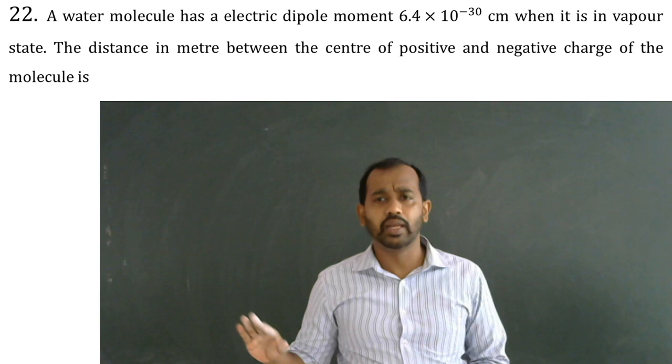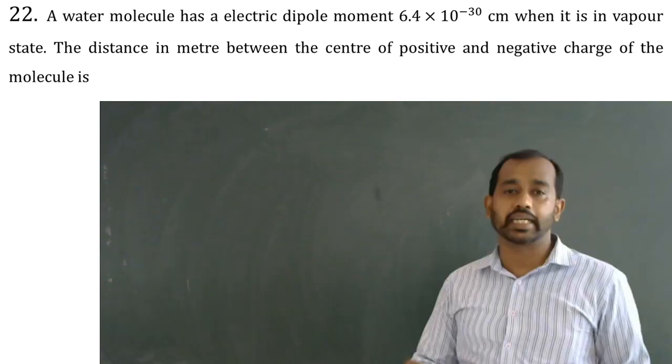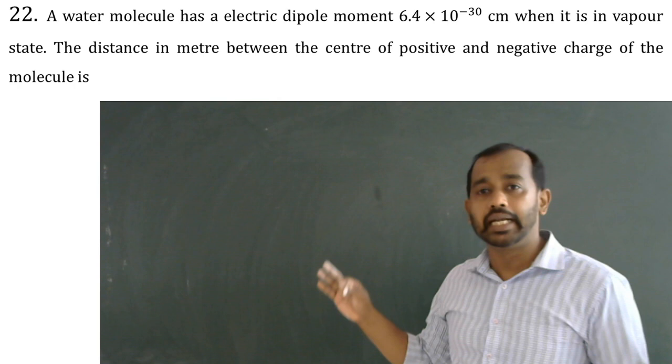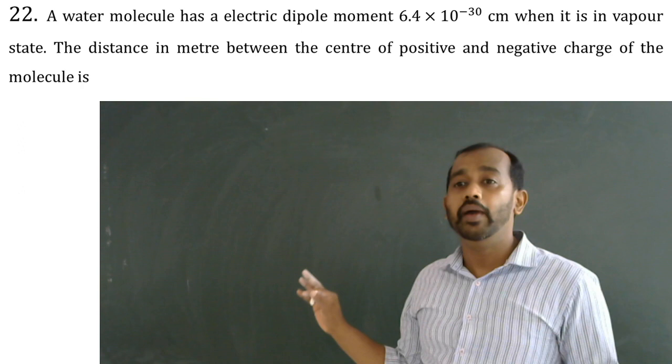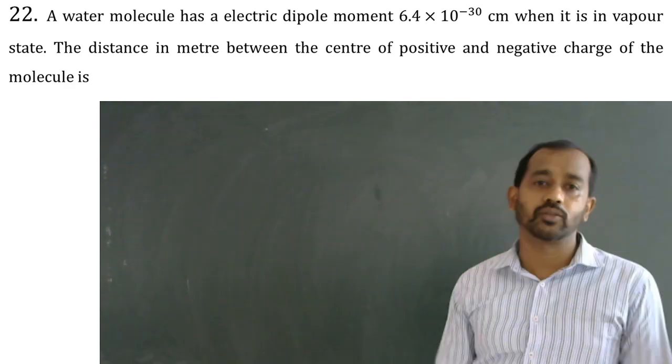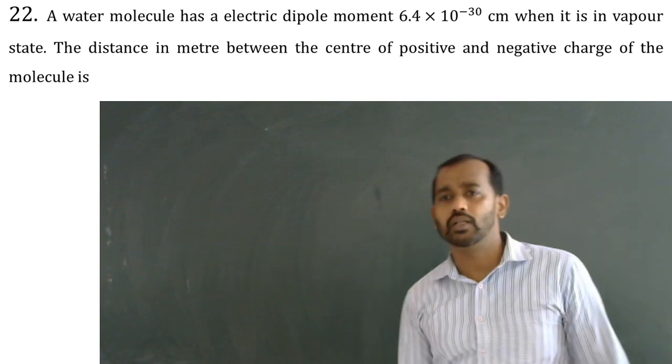The next question, 22nd question. Water molecule has an electric dipole moment 6.4 into 10 raised to minus 30 C·m when it is in a vapor state. The distance in meter between the center of positive and negative charge of the molecule is. I am sorry that the options that were given in the test were wrong. The options of some other questions have appeared in this question also. But we will solve this.